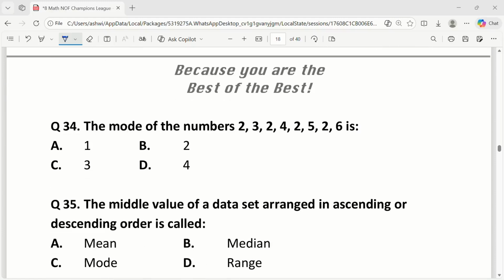Question 34. The mode of the numbers 2, 3, 2, 4, 2, 5, 2, 6 is? The answer is 2. The mode is the value that appears most frequently in a dataset. In the given set of numbers, the number 2 appears 4 times while all the other numbers appear only once.